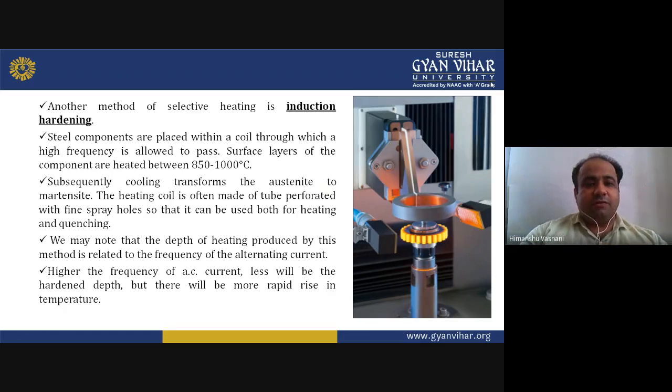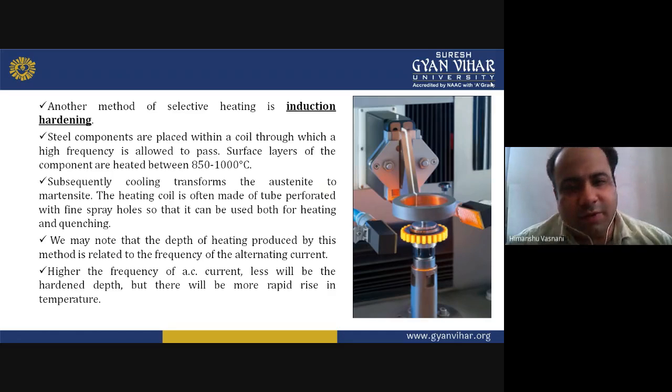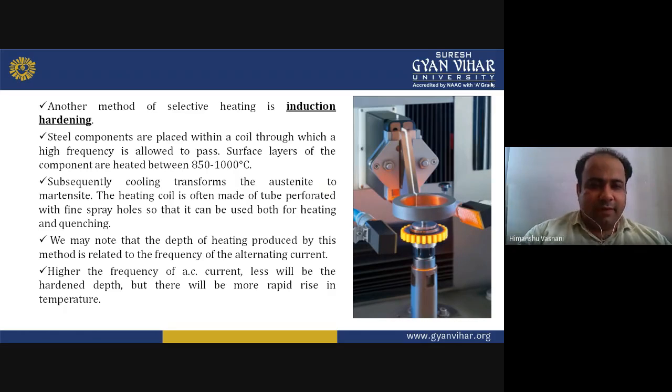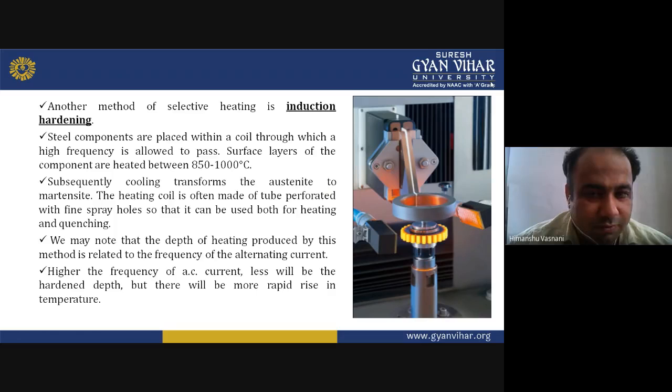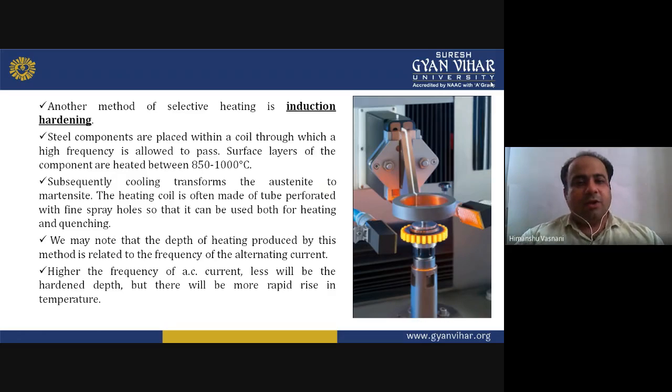Now the surface layers of the component are heated to between 850 degrees centigrade and 1000 degrees centigrade. It ranges from material to material. Subsequent cooling transforms the austenite to martensite. The heating coil is often made of tube perforated with fine spray holes, so that it can be used for heating and quenching also.